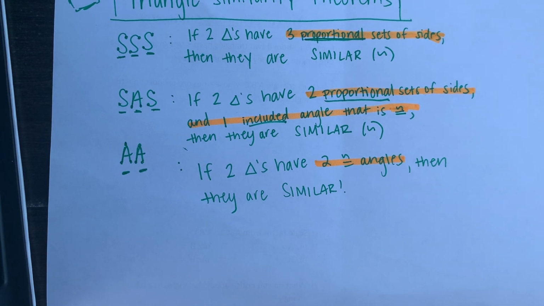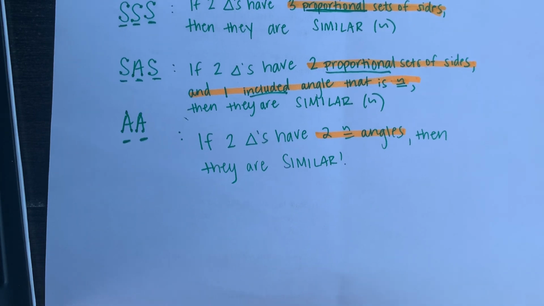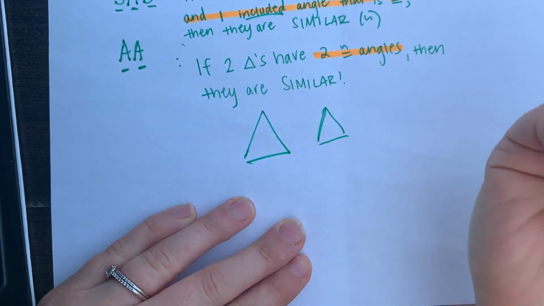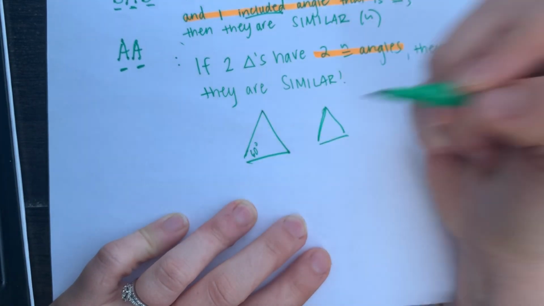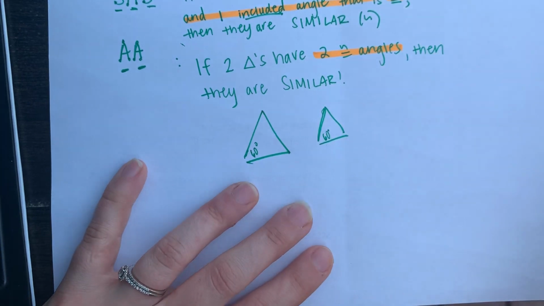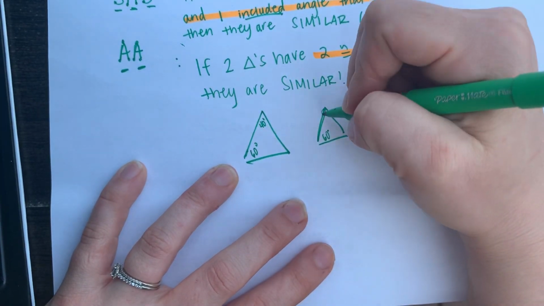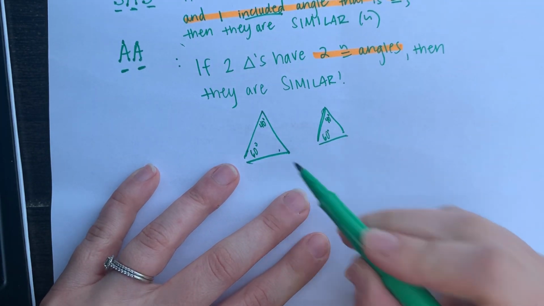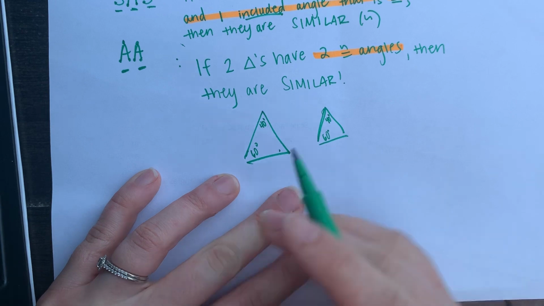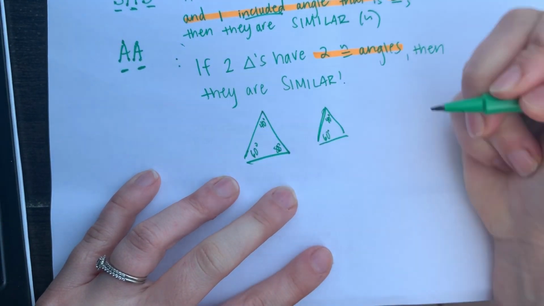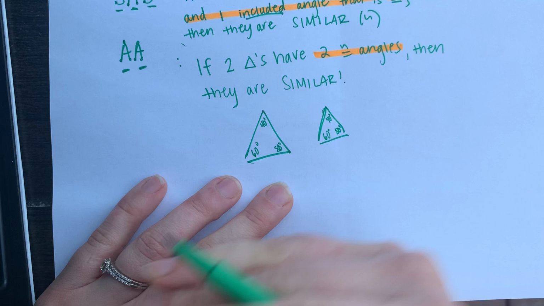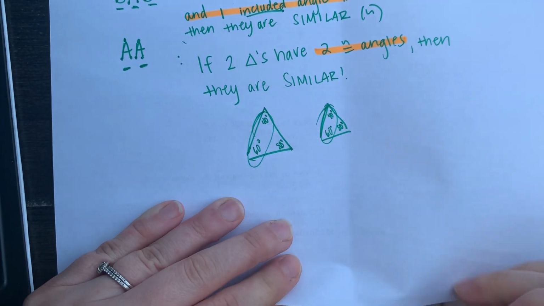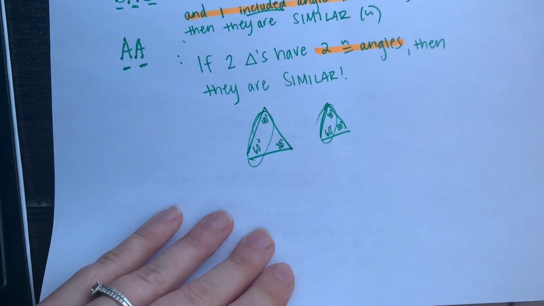The reason why we don't need the third is because of the triangle sum theorem. If I had a 60-degree angle in common and a 40-degree angle in common, then by default, the missing angle has to be 80 degrees because they have to add up to 180. Same over here. So you really only need 2 of the angles to match up because by default, the third angle will match up. Okay, so that's what we're going to take a look at today.